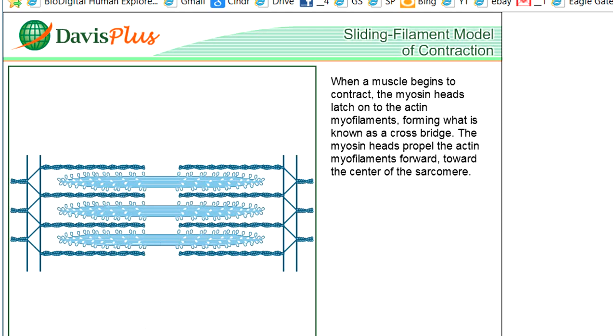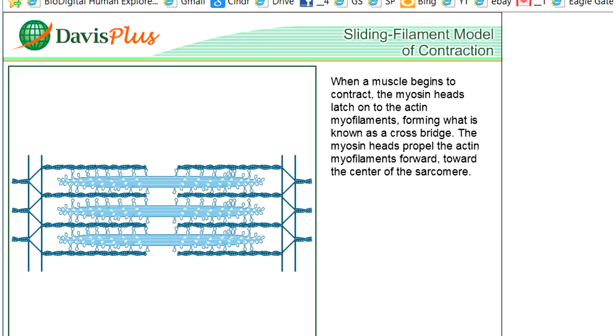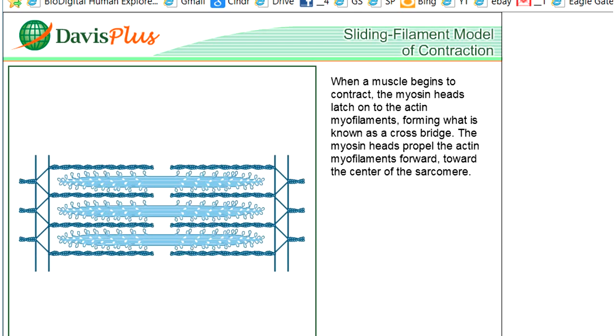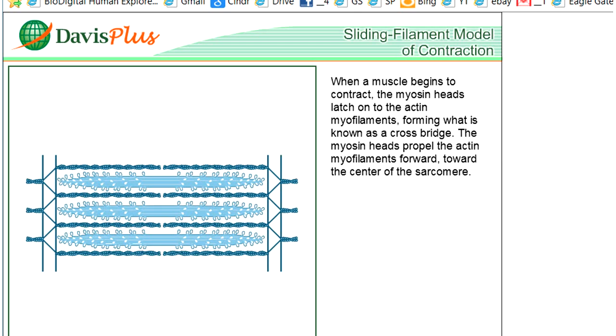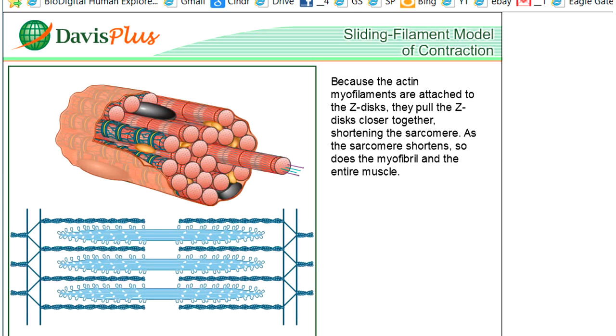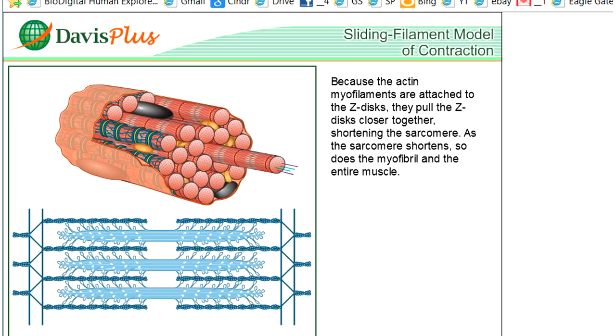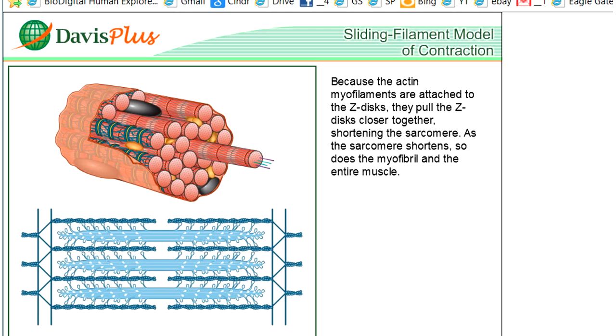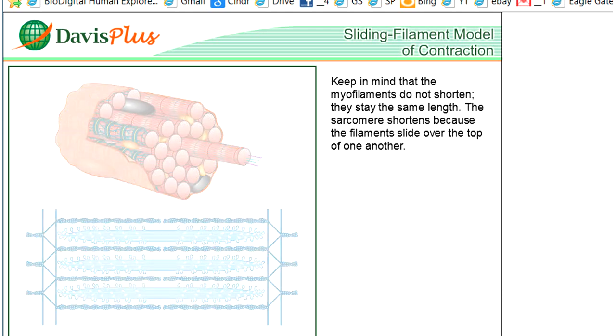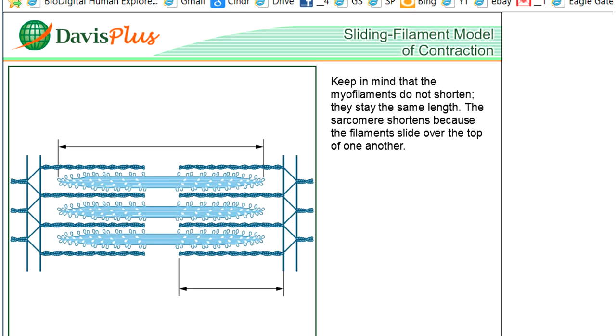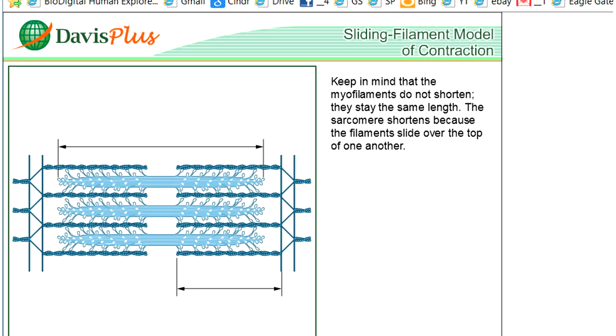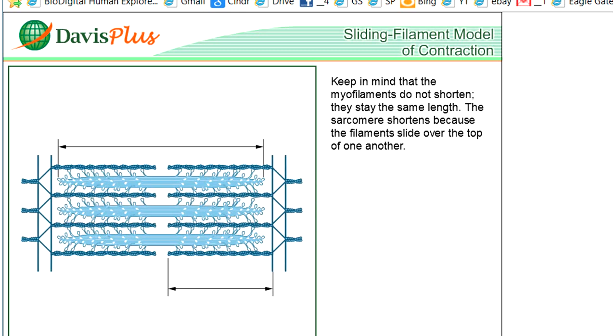When a muscle begins to contract, the myosin heads latch onto the actin myofilaments, forming what is known as a cross bridge. The myosin heads propel the actin myofilaments forward toward the center of the sarcomere. Because the actin myofilaments are attached to the Z-discs, they pull the Z-discs closer together, shortening the sarcomere. As the sarcomere shortens, so does the myofibril and the entire muscle. Keep in mind that the myofilaments do not shorten. They stay the same length. The sarcomere shortens because the filaments slide over the top of one another.